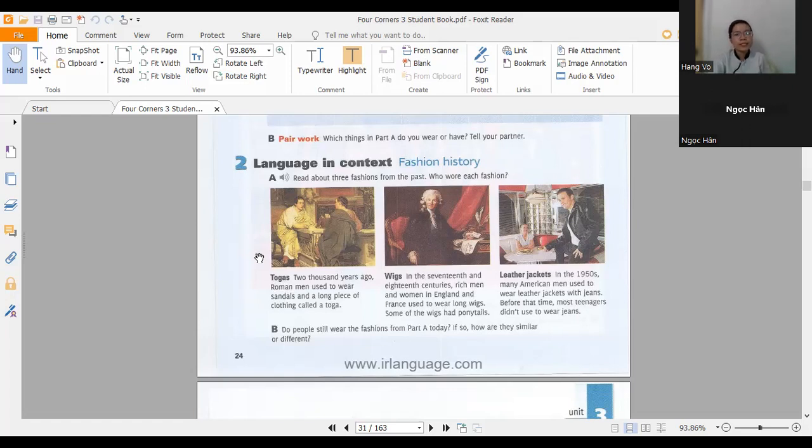Okay, how about wigs? Okay, so who wore wigs? Rich men and women in England and France used to wear long wigs. Yes. Some of the wigs had ponytails. Okay, that's good. Now, how about leather jackets? Who wore leather jackets? Many American men used to wear leather jackets with jeans. Before that time, most teenagers didn't used to wear jeans. Okay, that's nice. All right, thank you so much.